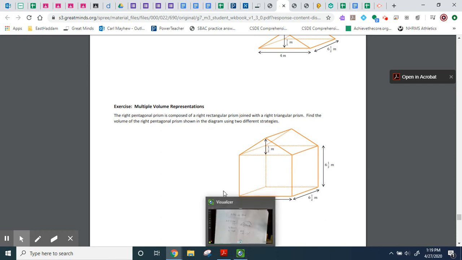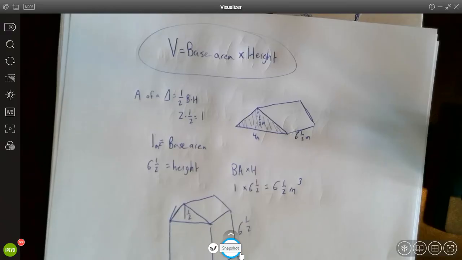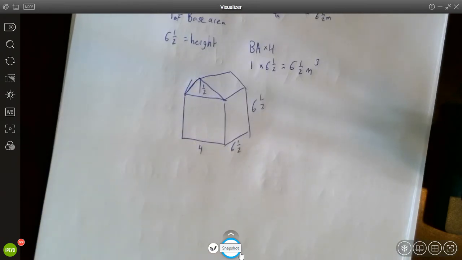So I'm going to draw a picture of this real quick. So we have a rectangle, we have the triangle on top, and like I said, I am by no means an artist. The height is 1/2, base is 4, 6.5 back, and 6.5 tall. And this is all in meters. So we've got that shape right there.